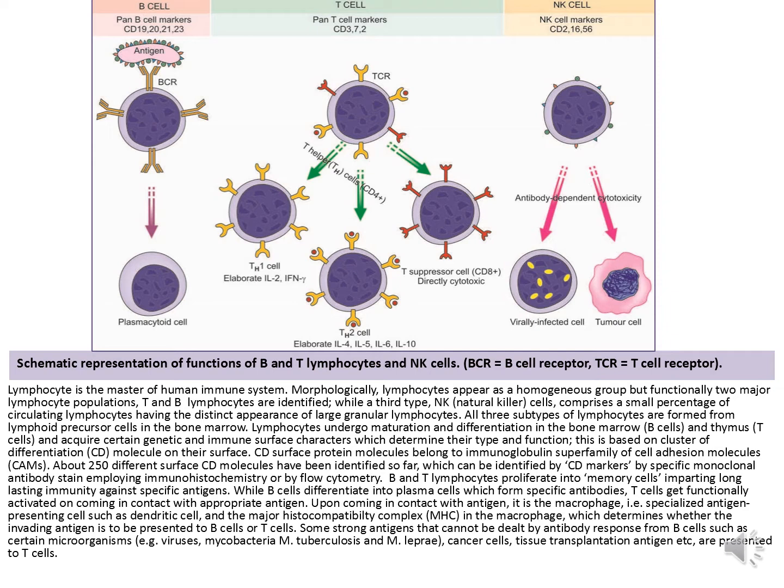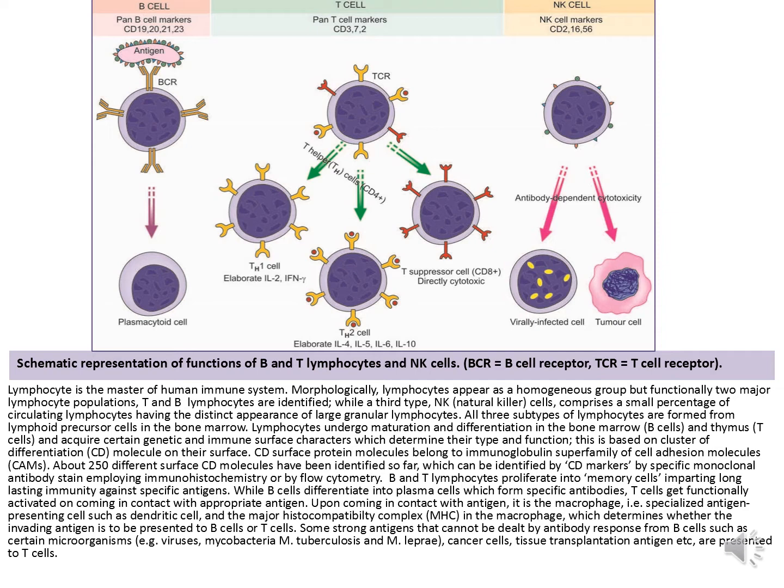B and T lymphocytes proliferate into memory cells, imparting long-lasting immunity against specific antigens. While B cells differentiate into plasma cells, which form specific antibodies, T cells get functionally activated on coming in contact with appropriate antigen.